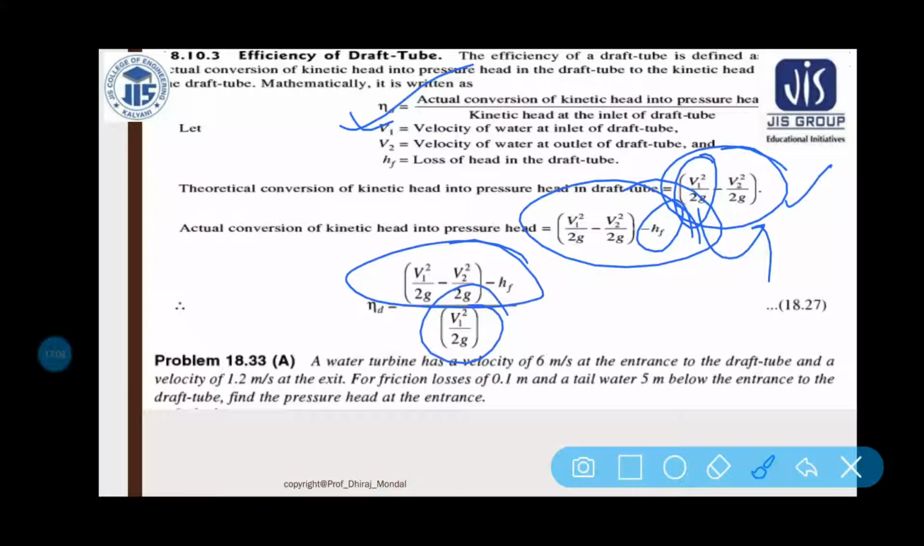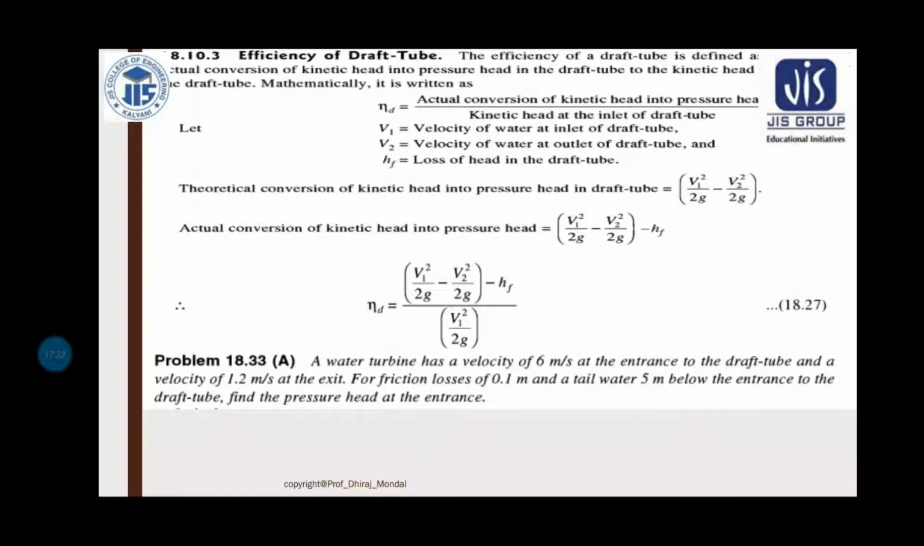Initially the kinetic head is what? V1 square by 2g. That is your kinetic energy, half mv square. So half mv square, what do you have to do with it? Per unit weight, it becomes V2 square by 2g. Okay, so this is the efficiency. I think it is clear.